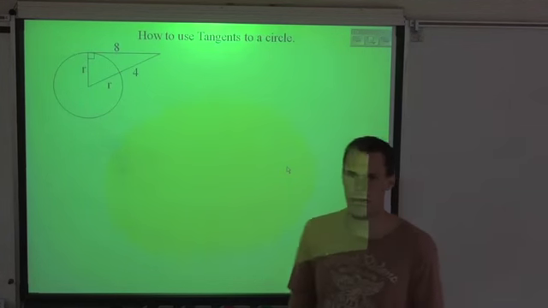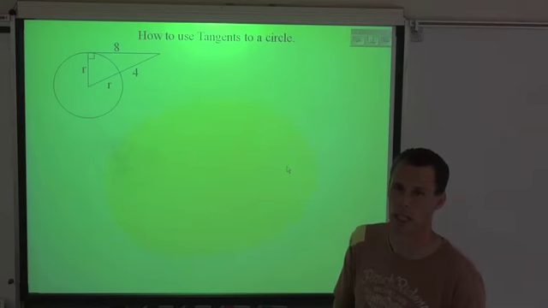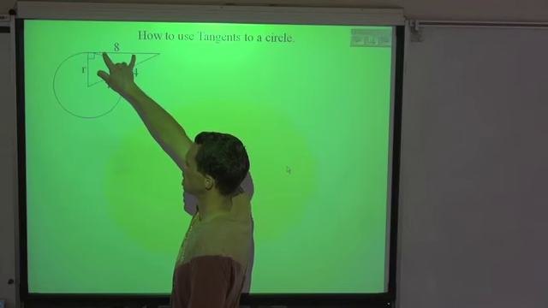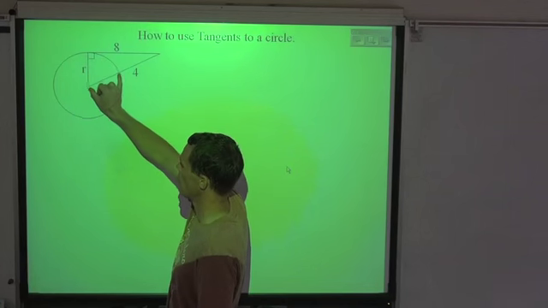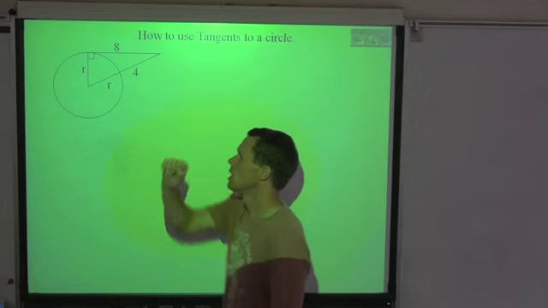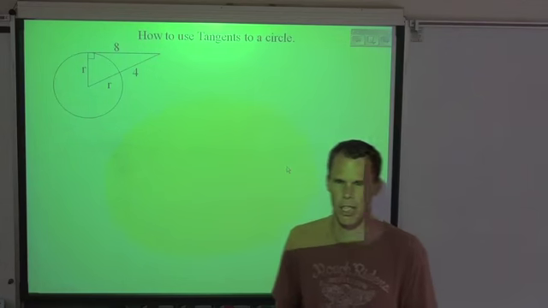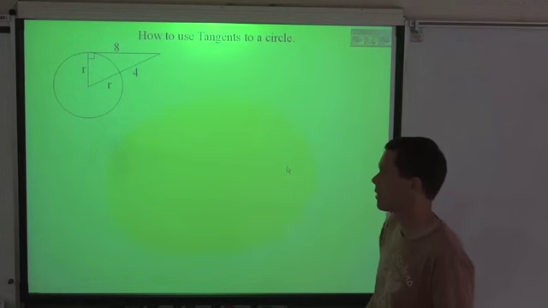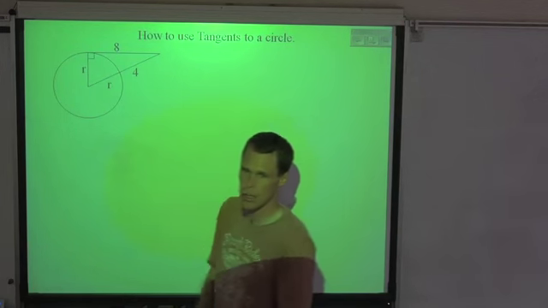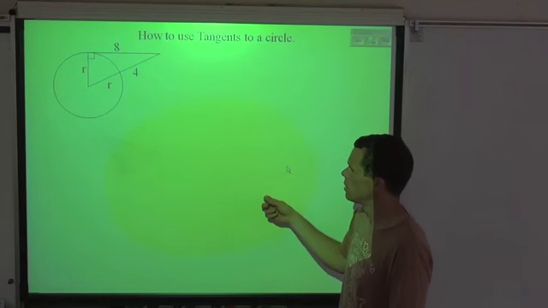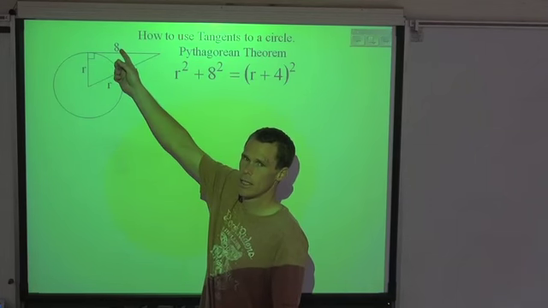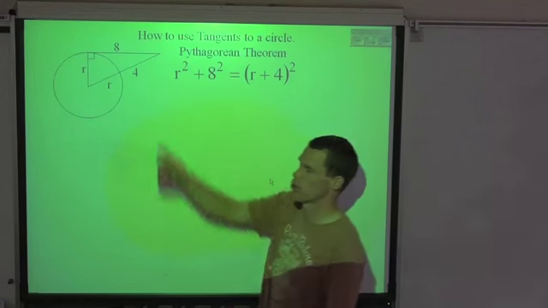So here's how we're going to use one of our tangents to a circle. Up on the example here, the segment with the length of 8 is a tangent. Here's R, the radius, and here's another R right here. But here's an interesting length, 4. This is not a tangent. Okay, it's just a portion of a segment that goes outside the circle, and it has length 4. But if we know that the radius and the tangent make a right angle, we can use the Pythagorean theorem. We have a right triangle. So we have R squared plus 8 squared equals the whole length, R plus 4 squared.